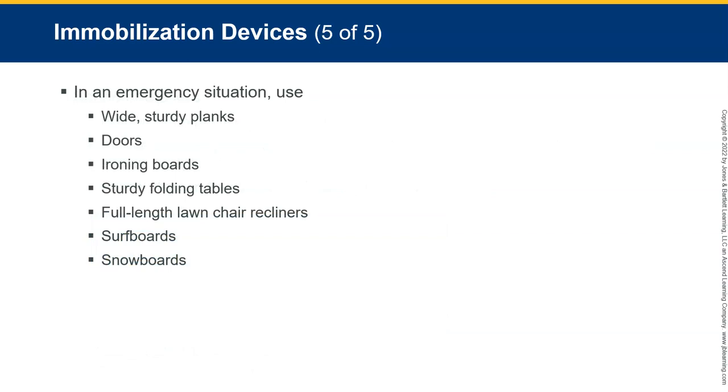In an emergency situation, you can use the following objects for improvised backboards. So you see all of those things listed. When we're talking about a tornado or something, you're not going to have probably near enough backboards to start immobilizing people. So anybody that's worked mass casualties has probably seen many of these things that have been used to immobilize someone or at least move someone on.